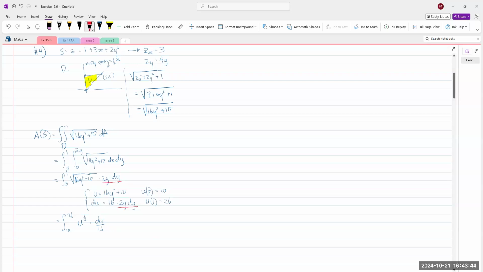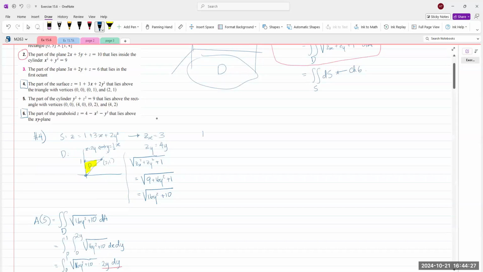Okay, which will be 1 over 16 times 2 over 3 u to the power of 3/2 from 10 to 26. That's 1 over 24 times 26 square root of 26 minus 10 square root of 10. I think I can reduce by 2, so 1 over 12 times 13 square root of 26 minus 5 square root of 10. Okay, that's for question number 4.